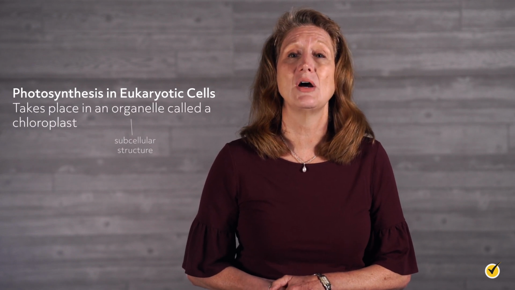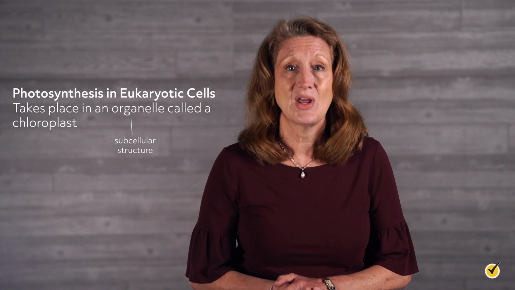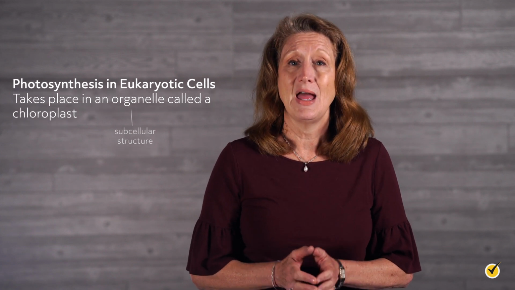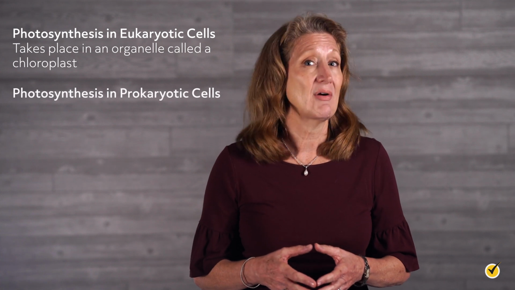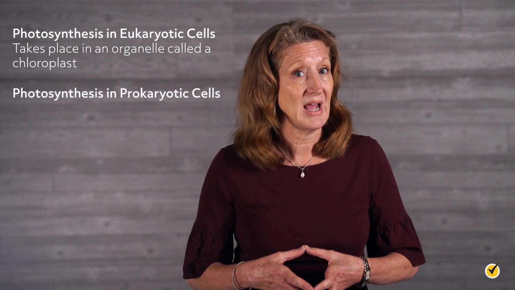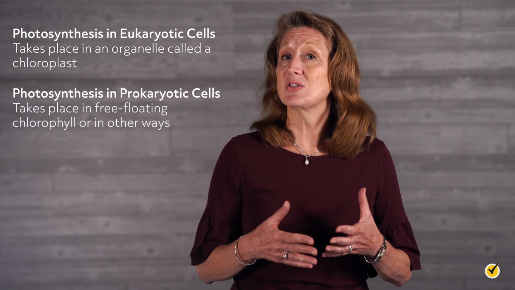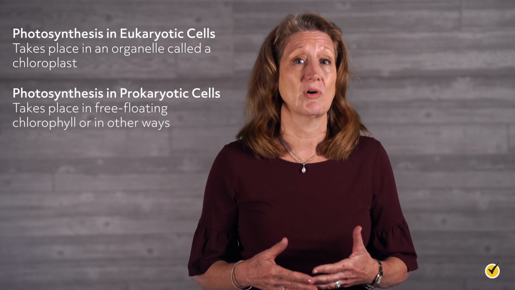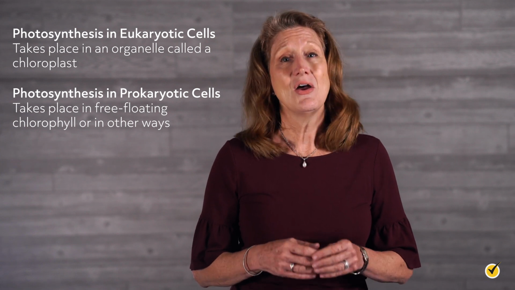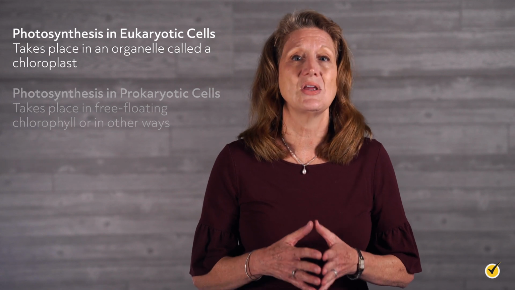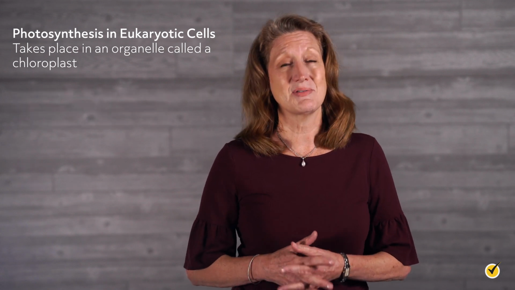In eukaryotic cells, like plant cells, photosynthesis takes place in an organelle called a chloroplast that contains a light-absorbing pigment called chlorophyll. Bacteria and other prokaryotic cells don't have chloroplasts and instead perform photosynthesis in another way, such as using free-floating chlorophyll in the cytoplasm. For today, though, we're going to focus solely on photosynthesis in eukaryotic plant cells.